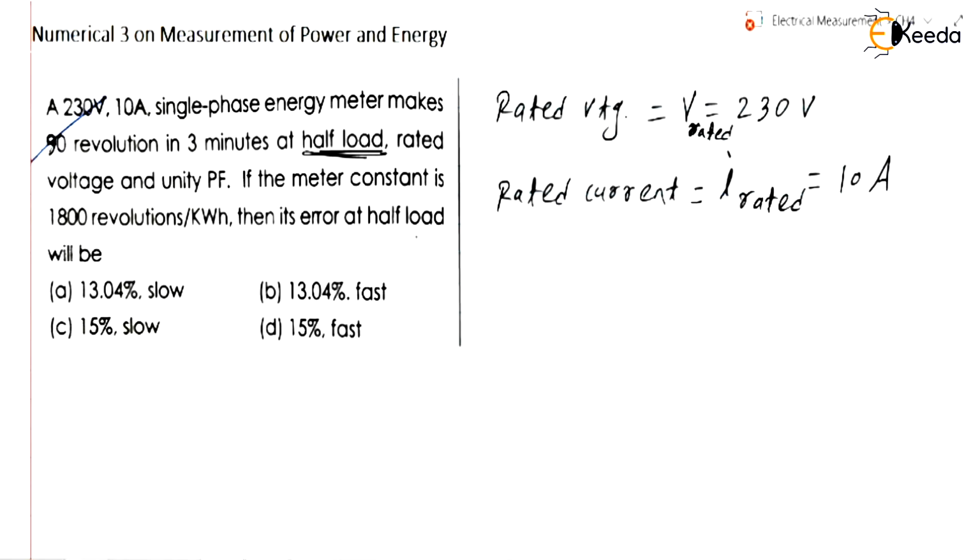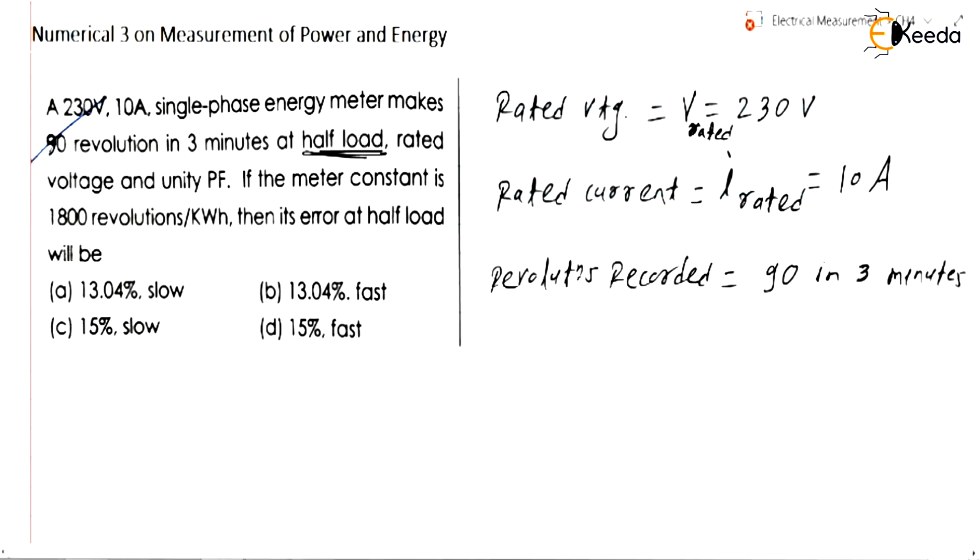Now the meter makes 90 revolutions in 3 minutes. So instead of meter speed, we can say the number of revolutions registered or recorded is equal to 90 in 3 minutes.